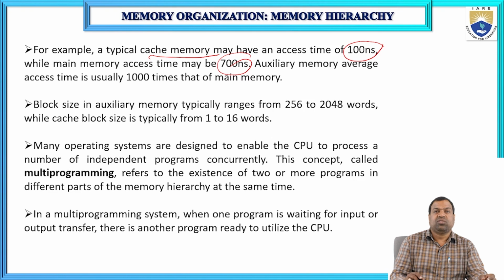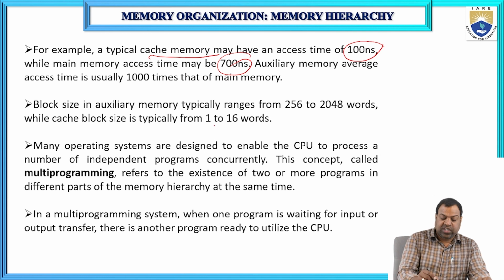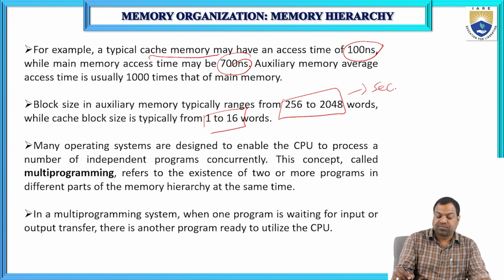And block sizes of auxiliary memory range from 256 to 2048 words, when I'm using auxiliary. But the cache block size is 1 to 16 words. So it is a drawback, meaning 1 to 16 only, but here 256 to 2048 for secondary.